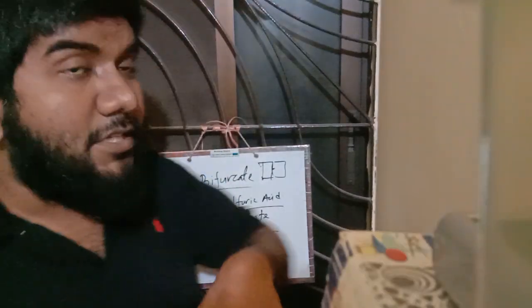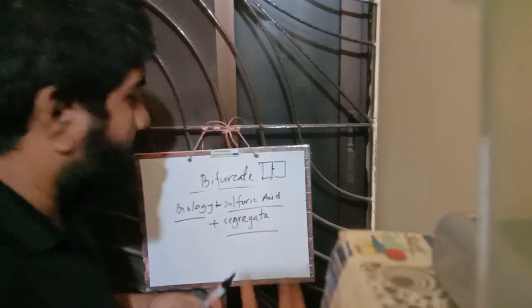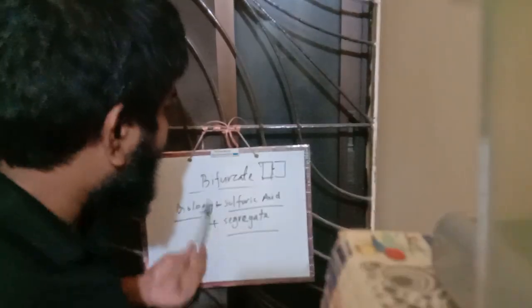So biology plus chemistry plus segregate. Segregate is separating. So you need to separate the biological elements and the chemical elements. It's like an experiment to understand your vocabulary or your knowledge about biology and chemistry science.